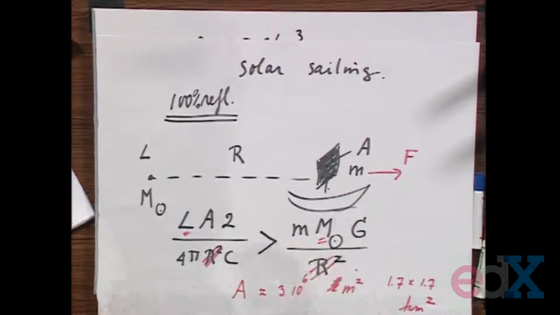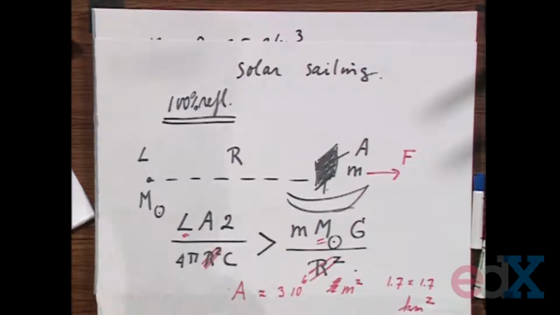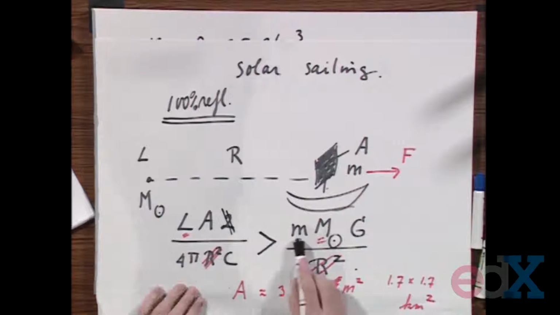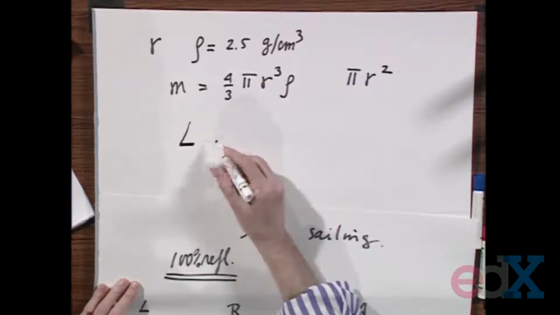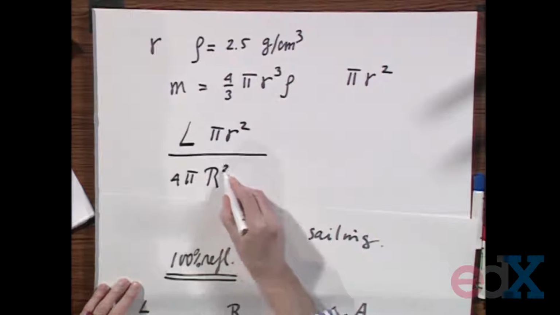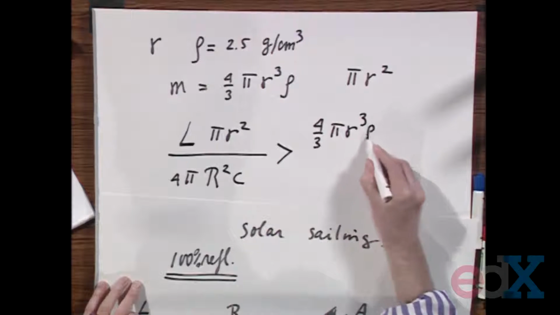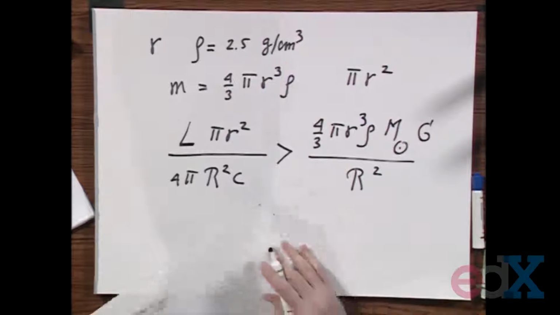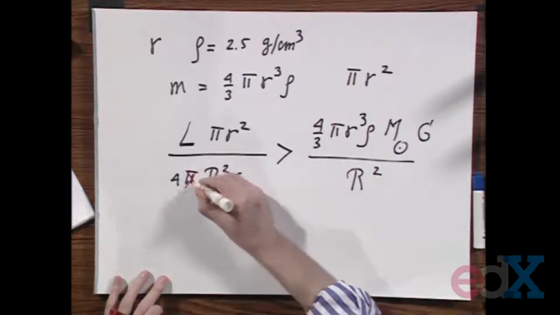So if I use this equation, and I want these grains to be blown out of our solar system, then I have to replace A by pi r squared. I would have full absorption, I would have no reflection, so I don't have this factor of 2. And I would have to substitute for this little m 4/3 pi r cubed times rho. So I would get that the luminosity of the sun times the cross-sectional area of the grains divided by 4 pi r squared c must be larger than 4/3 pi r cubed times rho times the mass of the sun times G divided by R squared. That would be the condition for these grains, if this were the only thing that mattered in the solar system, to be blown out of the solar system.